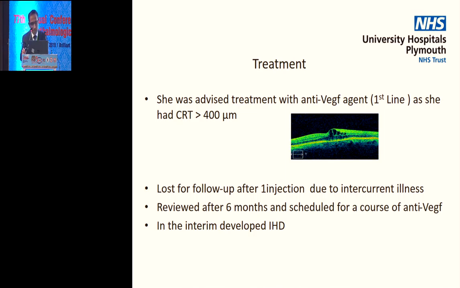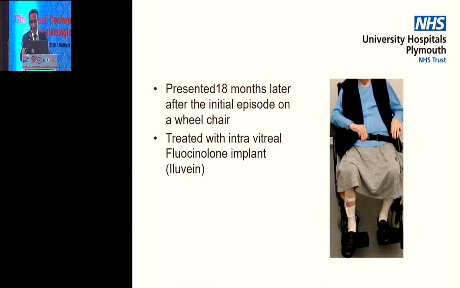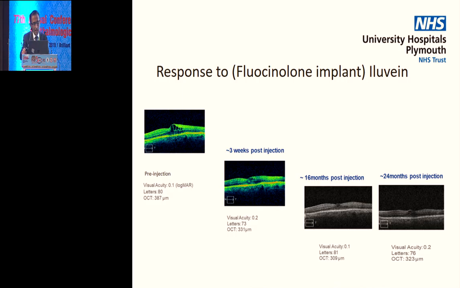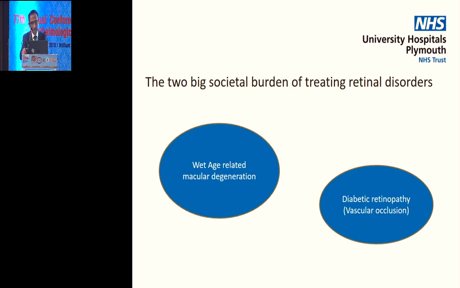But in the interim, she again developed some systemic problems like ischemic heart disease. She presented 18 months later after the initial episode on a wheelchair. She first walked in initially, and then she later presented on a wheelchair, strapped securely with an indwelling catheter. At that stage, I decided the best option in her case would be to treat her with an intravitreal fluocinolone acetonide implant. She had that, and the response was very spectacular. Within a couple of months, the macula was dry, and in the last 16 months, 24 months follow-up, she still maintains a dry macula.